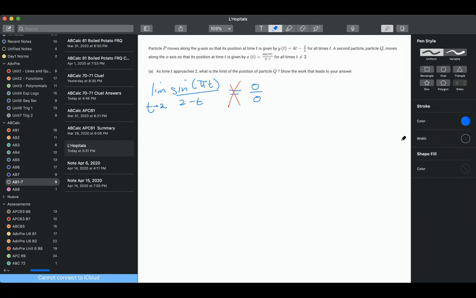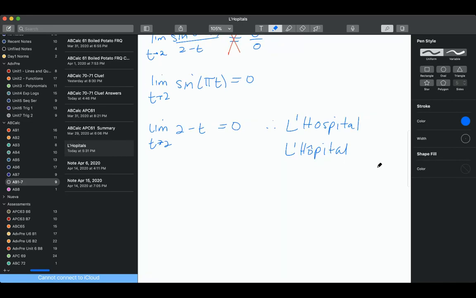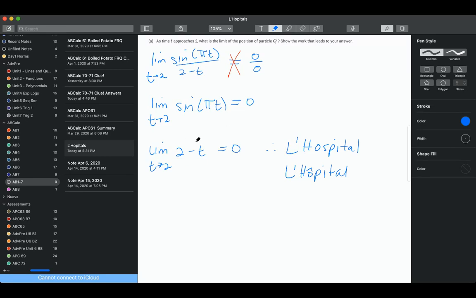Instead, to use L'Hopital's rule, what we want to show is that separately, the limit of our numerator, so sine of pi t, is 0, and the limit of the denominator, so two separate limits, 2 minus t, is also 0. Therefore, I'm going to use L'Hopital's rule. And remember, I can either spell it this way, or I can do it the French way and spell it that way. Doesn't matter. What really matters is that I've shown two separate limits, both going to 0, of my numerator and denominator. Now I can do my L'Hopital.